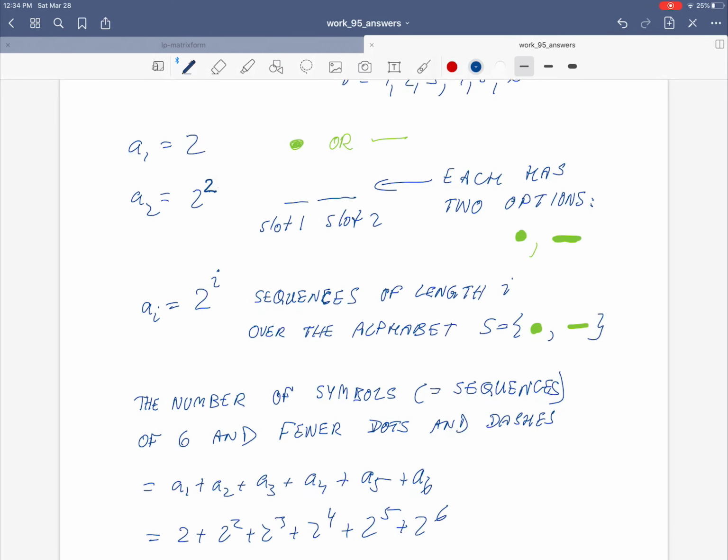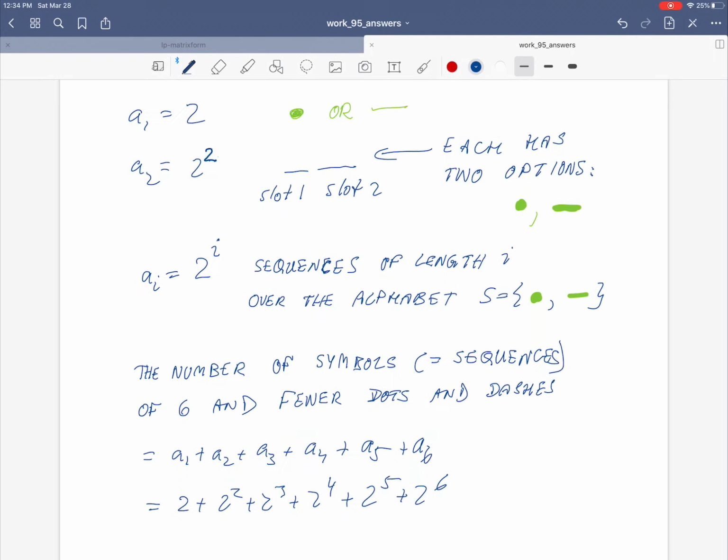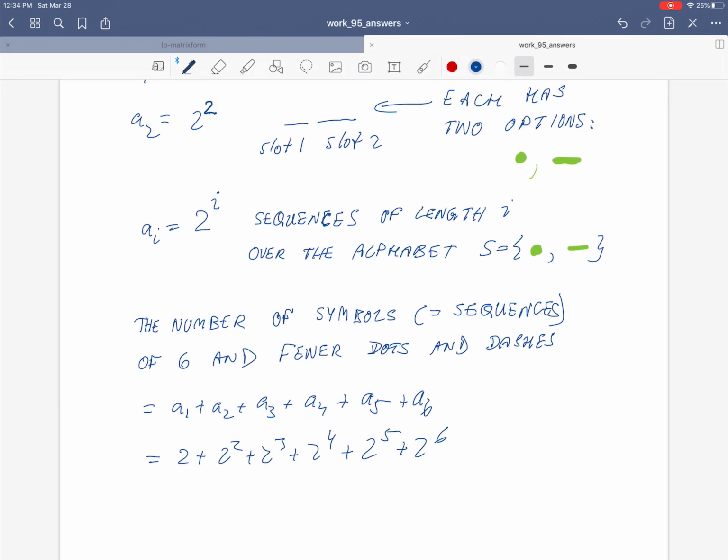So the number of sequences of length 6 or fewer of dots and dashes is A1 plus A2 plus A3 plus A4, A5, A6, and so we see that's 2 plus 2 squared plus 2 cubed, 2 to the 4, 2 to the 5, 2 to the 6, and again it's okay to leave the answer this way. We don't need to fully evaluate. So that's the answer for problem 3.